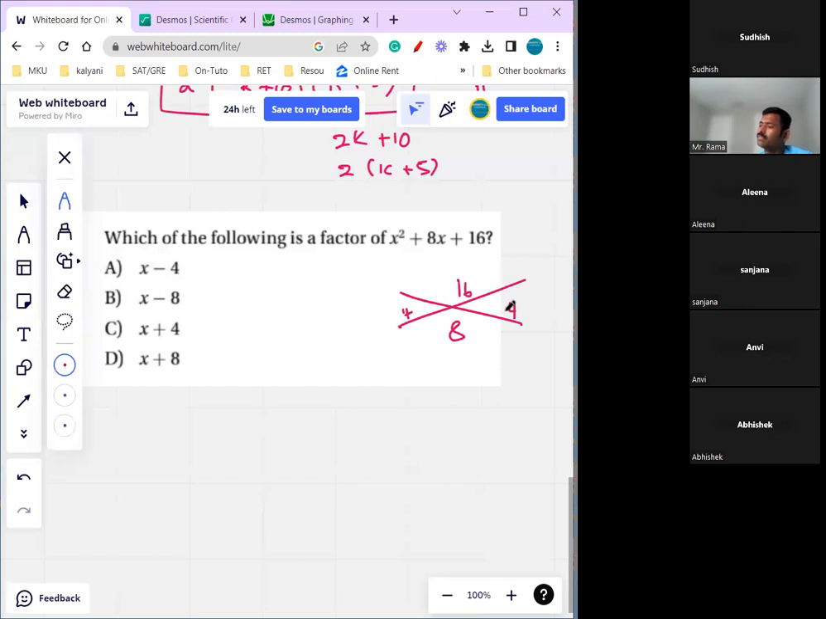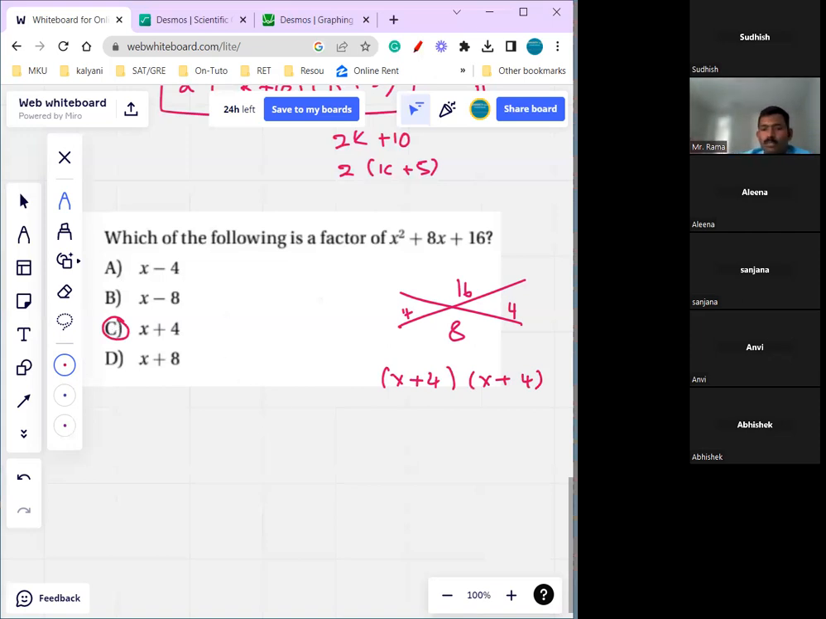4 should work. So it's going to be x plus 4, and then x plus 4. So those are the factors. Obviously, you can get the answer easily, which is pretty simple, right? So that is really good.